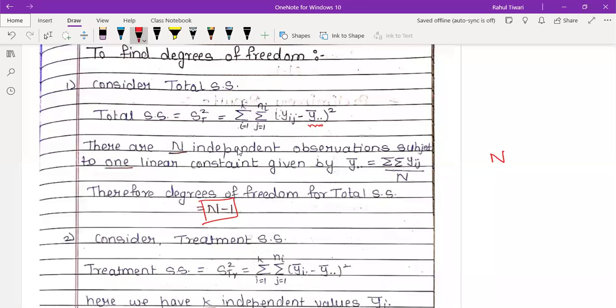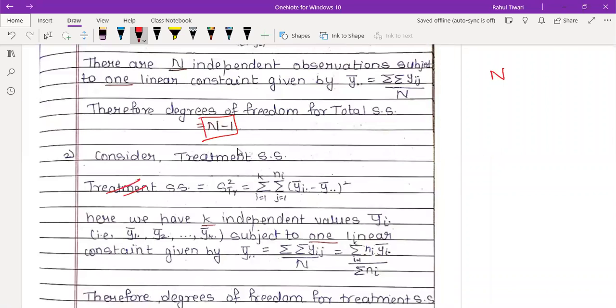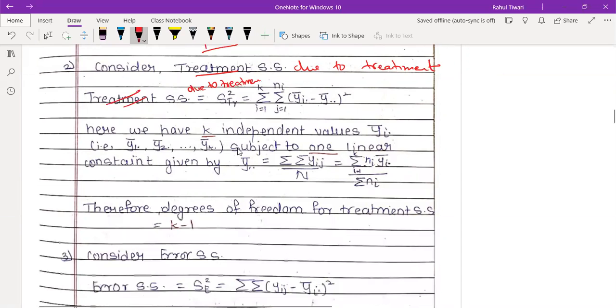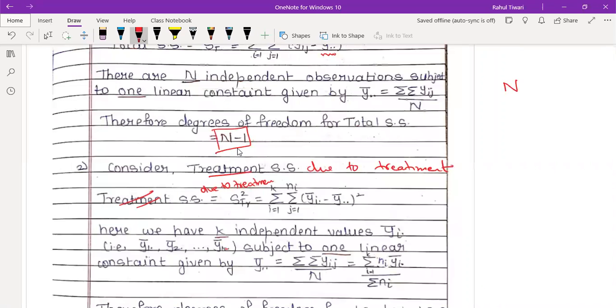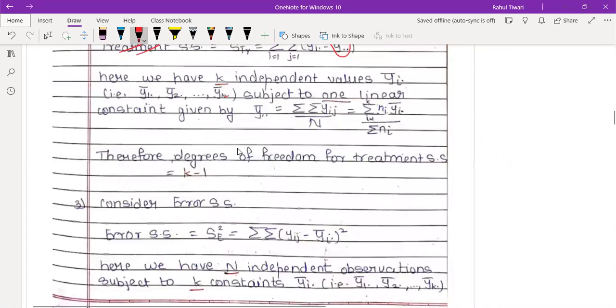Similarly, we have the sum of square due to treatment, which can be computed since we have k independent values, or I can say k treatments. So obviously there are k equations. As we have n observations here, similarly we have k treatments there, and we are putting that one linear constraint on that. What is the condition? Y bar dot dot. So again we are computing, that's why it is k minus 1.